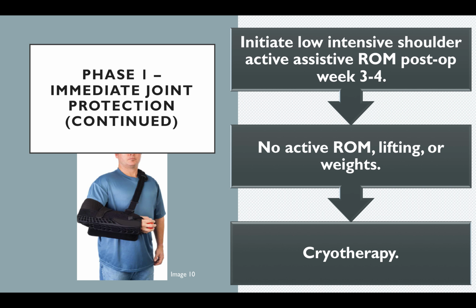As we continue Phase 1, we're going to work on initiating low-intensive shoulder active assistive range of motion exercises post-op weeks 3 to 4. No active range of motion, lifting, or weights, and also addressing pain through the use of cryotherapy.